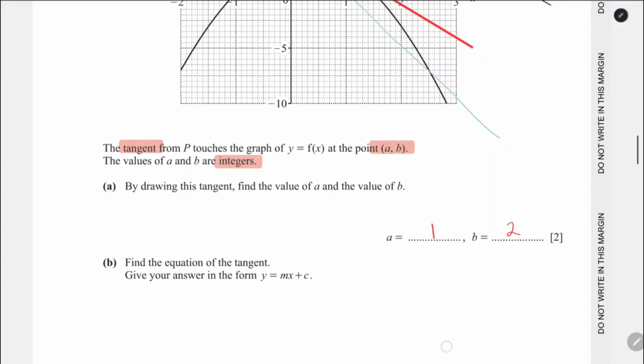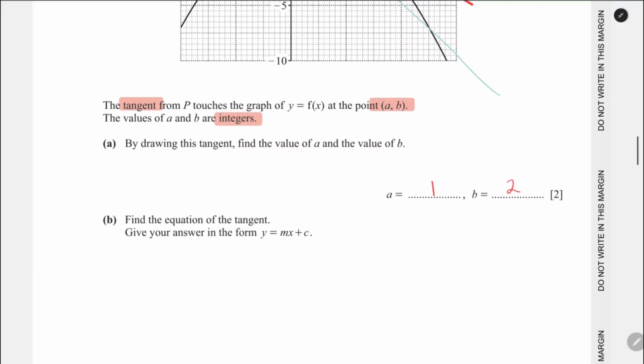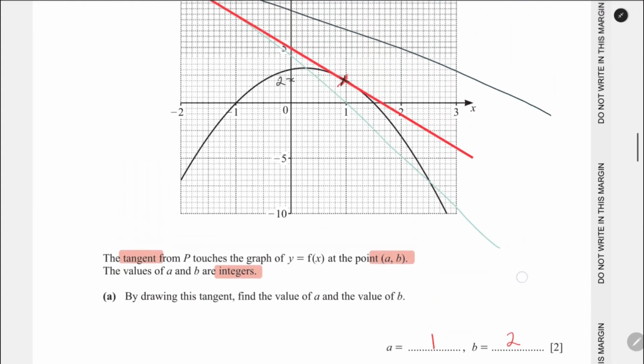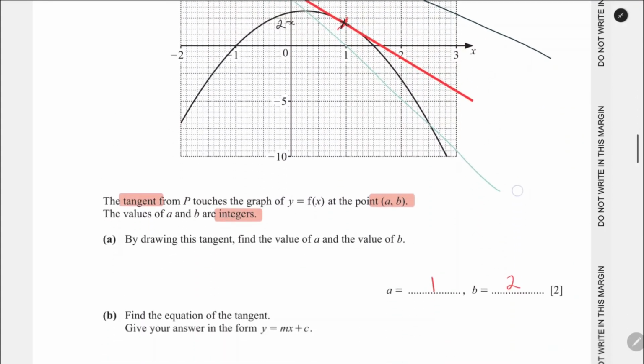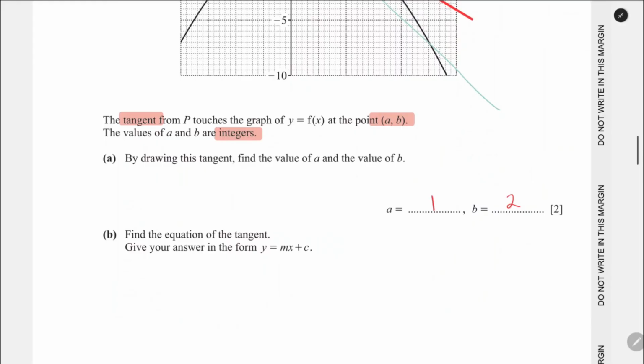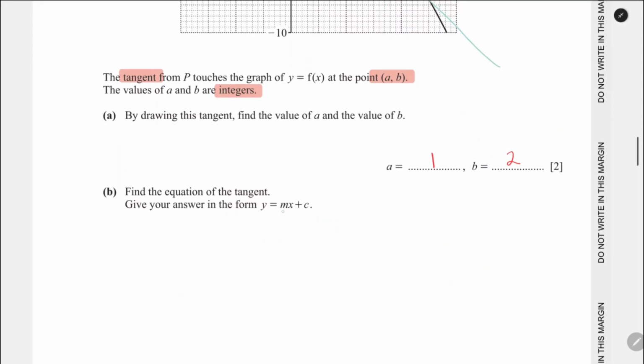Now we are being told the b part of the question. We're being told to find the equation of the tangent, giving your answer in the form y equals mx plus c. A quick reminder: the equation of any line in the form y equals mx plus c means that m is your gradient and c is your y-intercept. Those are the two things you need to write the equation of this line. So first and foremost, we need to find the gradient.